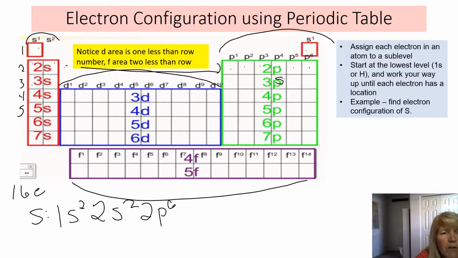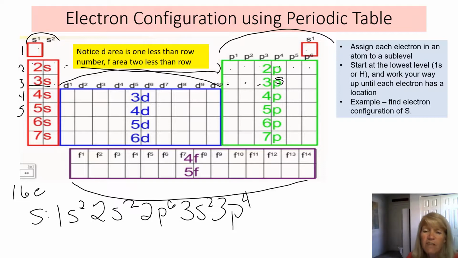So now we're on row 3. And we have 3s2, 1, 2. Then we go over here to the 3p, but notice we have 1, 2, 3, 4 boxes. We're stopping at box 4 because that's where sulfur is. And if we add up all these superscripts, we have 2 plus 2 plus 6, there's 10, plus 6, that equals 16. This is called the electron configuration of sulfur. We've assigned every electron to a sublevel.